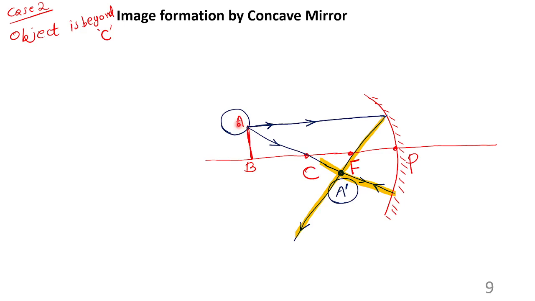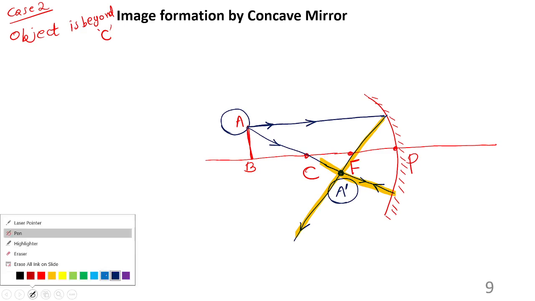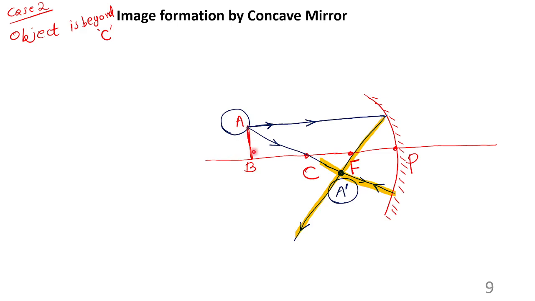The top position of the image of the candle will be below the principal axis. And remember, this candle is vertically placed, isn't it? A vertically placed object has again a vertical image. It is always, remember, a rule.